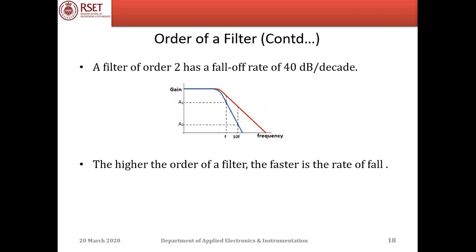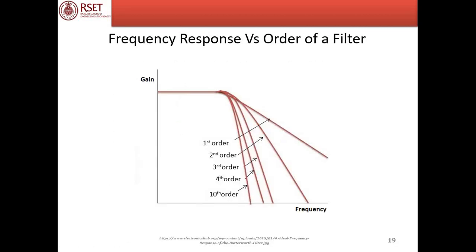From this we can understand that as the order of the filter increases, the fall off rate is also faster. So as you keep on increasing the order of the filter, the transition from pass band to stop band becomes quicker and the response of the filter approaches the ideal response. We can see that in this figure: as the filter order increases from 1 to 10, the transition from the pass band to the stop band becomes steeper or sudden, and the response approaches the response of an ideal filter.